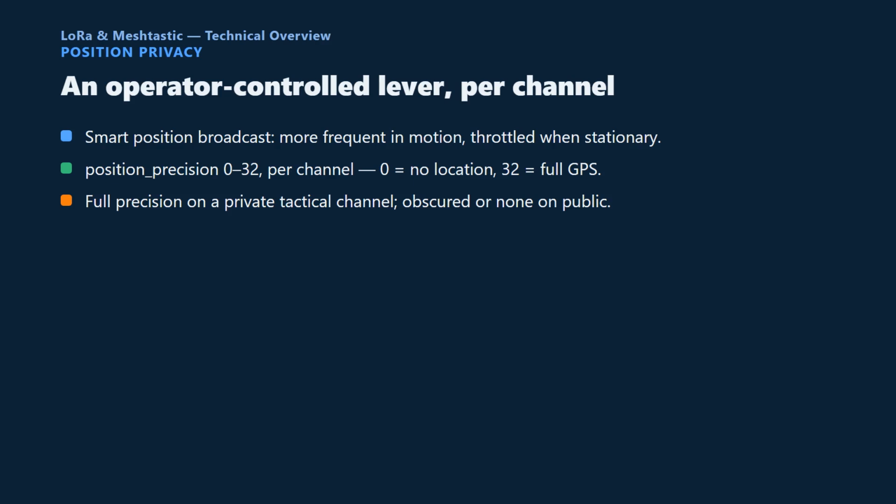Last privacy lever, position precision. Smart Position Broadcast adjusts how often a node transmits its own location, more often in motion, throttled while stationary, factoring in the channel's data rate so position doesn't dominate available airtime. Separately, a per-channel position precision setting, 0 to 32, controls how much location detail is actually sent on that channel. 0 means no location, ever, on that channel. 32 means full GPS precision. Everything between is a deliberate coarsening, an operator-controlled lever: full precision on a private tactical channel, heavily obscured or none at all on a public one.